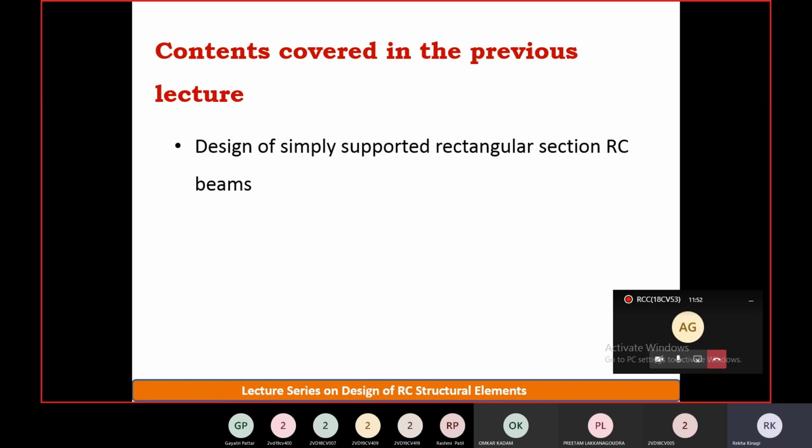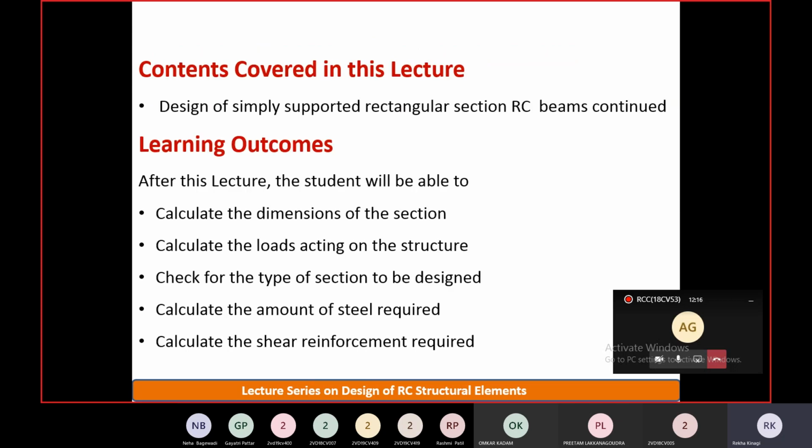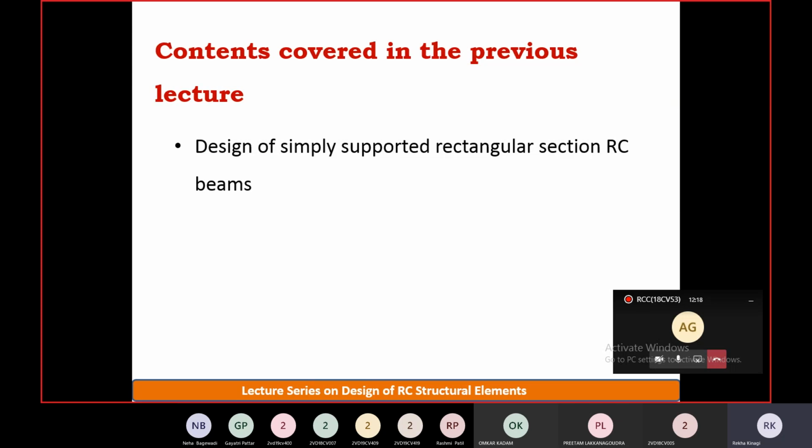Once the limiting moment of resistance was calculated, we compared the values of Mu and Mu limit. Based upon that comparison, we are able to decide whether the section is to be designed as a singly reinforced section or a doubly reinforced section. In the previous session, we decided that the Mu value is more than Mu limit, hence the section is to be designed as a doubly reinforced section.